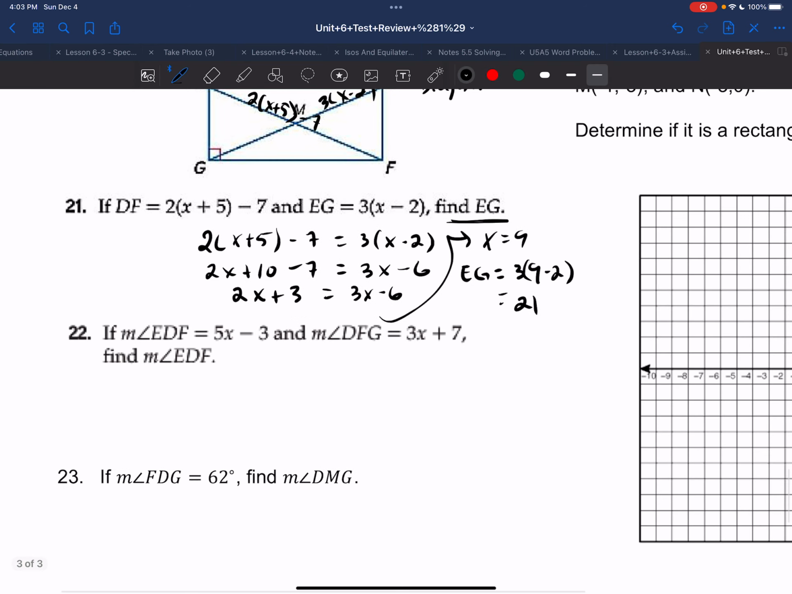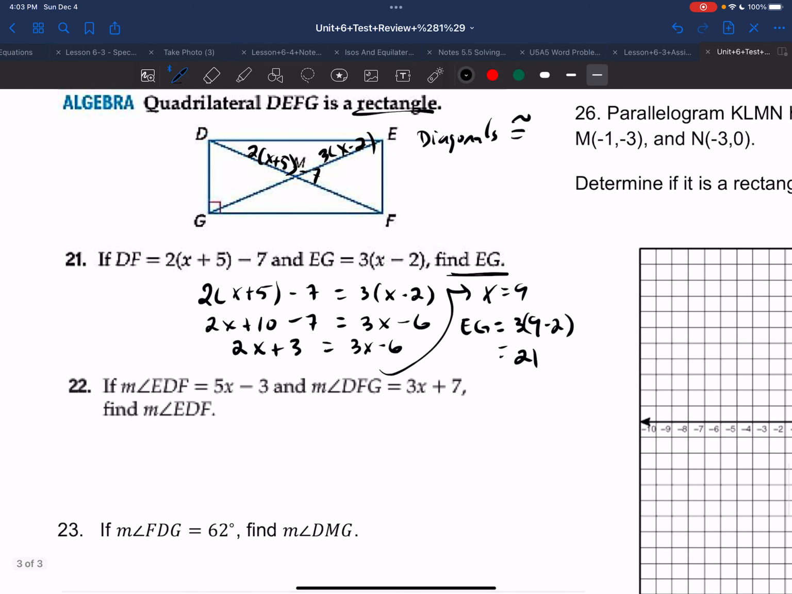Okay. 22. It says measure angle EDF, which is 5x minus 3, and DFG, that's 3x plus 7, okay? So what do I have to do? Well, I know that, so here's 5x minus 3, and here's 3x plus 7, right?